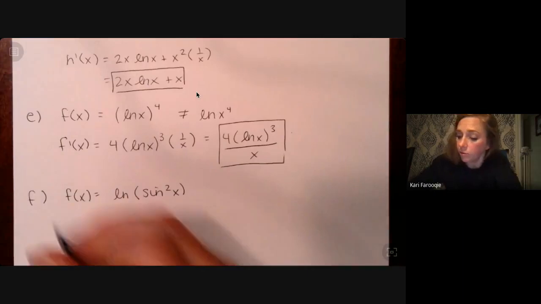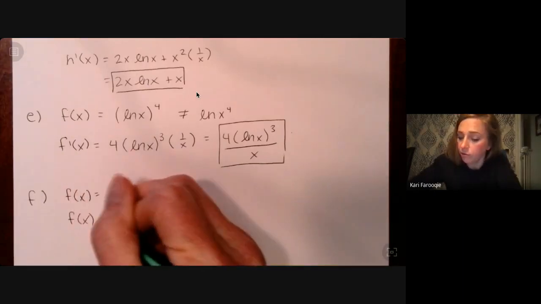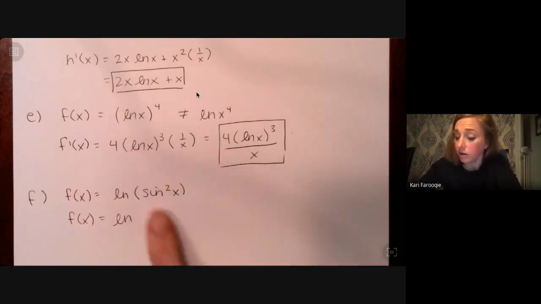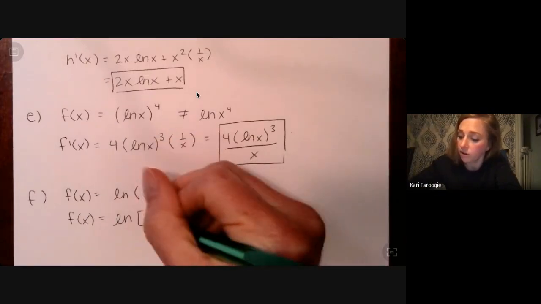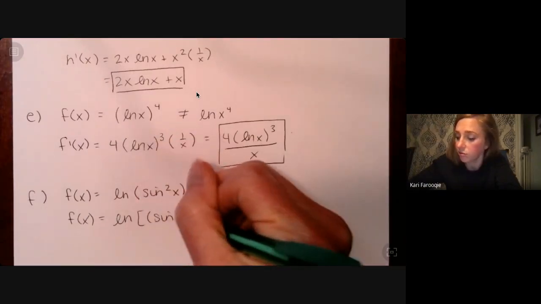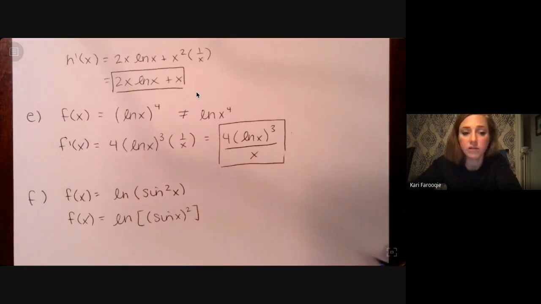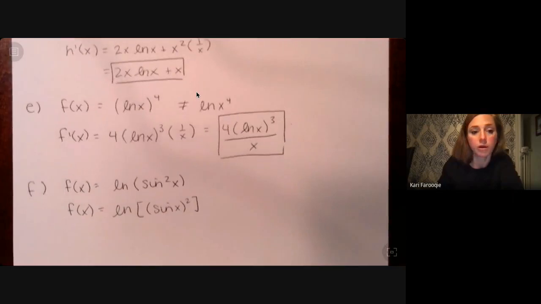So if I were you, I would rewrite this as the natural log. And anytime you're taking a derivative and you see this notation where you have the square between the trig function and the argument, I'd rewrite this as sine x quantity squared. They mean the same thing, but this is going to be easier for seeing the derivative.